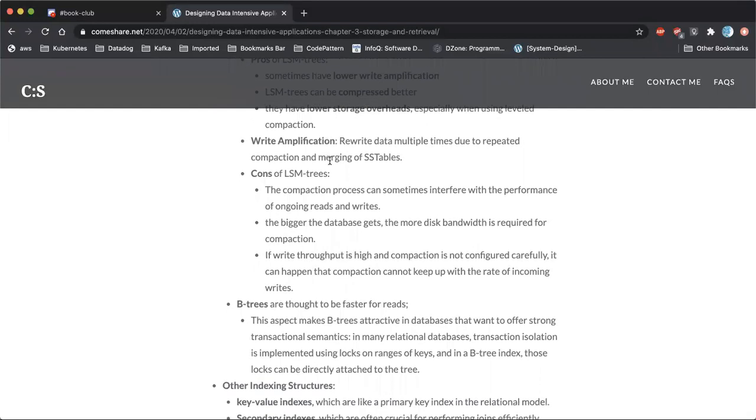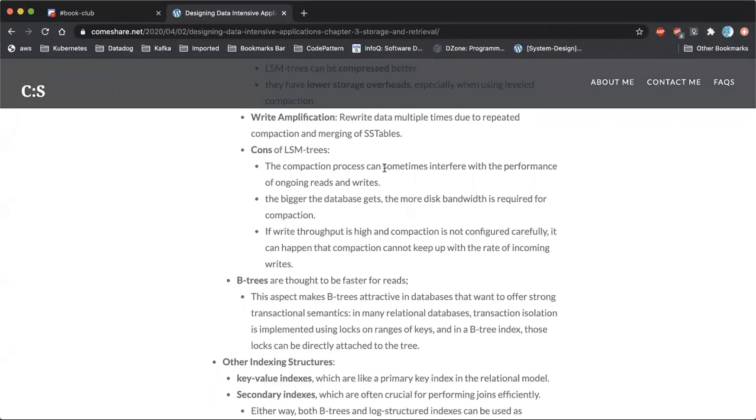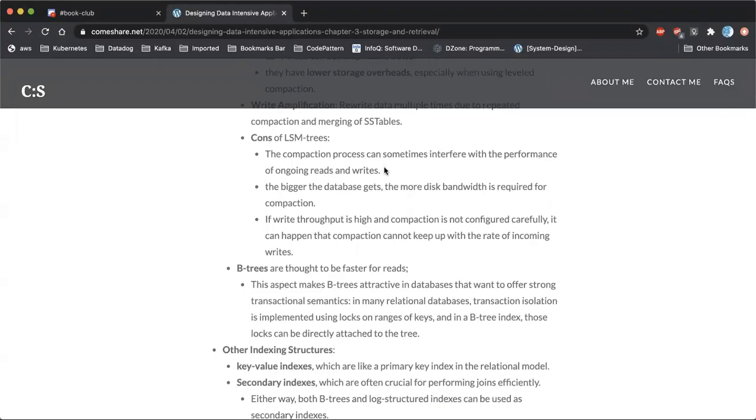Okay. So write amplification, I think we spoke about write amplification, right? Write amplification due to repeated compaction and merging of SSTables. Cons of LSM trees: the compaction process can sometimes interfere with the performance of ongoing reads and writes. I think he talked clearly about how the disk has its own capacity on how many writes it wants to allow. So depending on how many compactions are happening, that's an overhead.